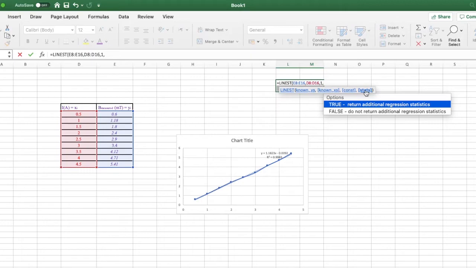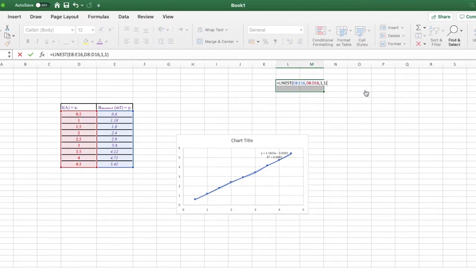Whereas if you equate stat to 1, you are asking the LINEST function to provide you with additional regression statistics like the error on slope and the error on the y-intercept. So for that parameter, you are always going to equate it to 1, because we are in need of determining the error on slope and the error on the y-intercept. So over here we are going to choose 1 for stat, and then we are going to close the parenthesis.